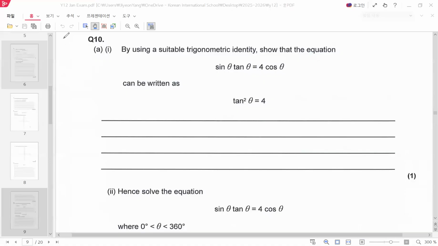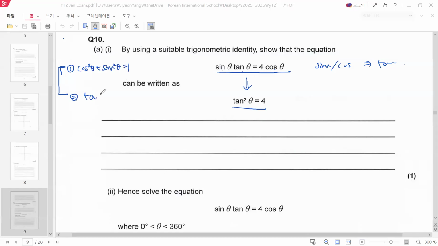Question number 10, by using suitable trigonometric identity. So this one has sine, cosine, and tangent, but what is left here is only tangent theta. It means that you need to convert sine and cosine to tangent, right? There are two relationships between trigonometric functions that you need to remember all the time. The first one is the square relationship, which is cosine square theta plus sine square theta equals 1. The second one is tangent theta can be converted as sine theta over cosine theta. Please remember these two all the time, okay?